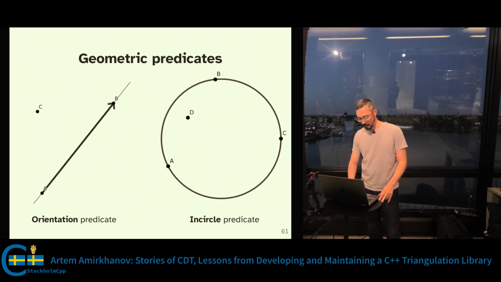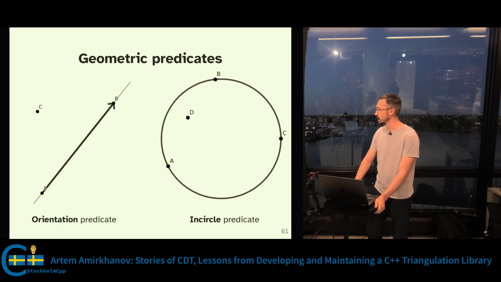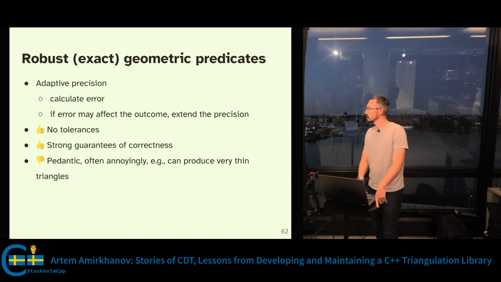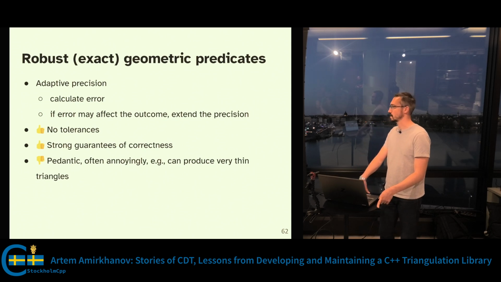So these are the predicates that are used to make decisions on how the triangulation algorithm proceeds, whether it flips the edge or not, in which triangle the point is located. You have seen this before. So the problem with floating points is that they are subject to rounding errors. So these predicates, if you do it naively, will not always guarantee you the right result.